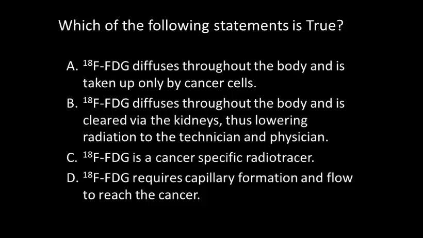So which of the following statements is true? A, F18 FDG diffuses throughout the body and is taken up only by cancer cells. B, FDG diffuses throughout the body and is cleared via the kidneys, thus lowering radiation to the technician and the physician. C, FDG is a cancer-specific radiotracer. Or D, FDG requires capillary formation and flow to reach the cancer.